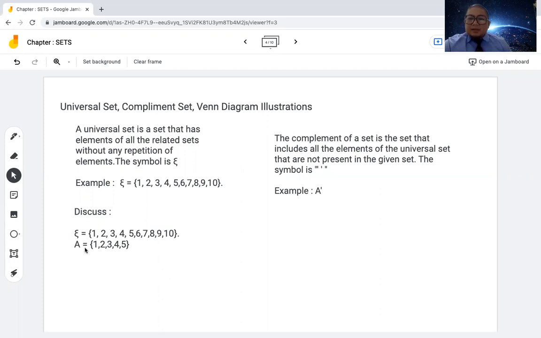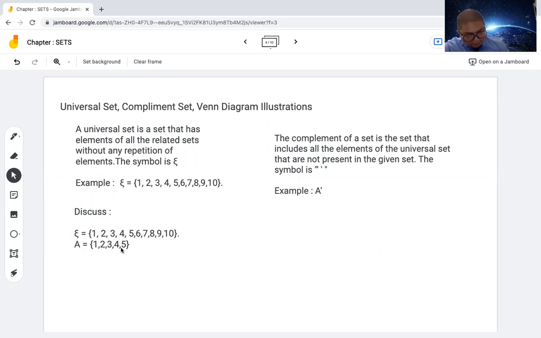The next thing that I would like to discuss is the complement set. When we say a complement set, this is the set that includes all the elements of the universal set that are not present in the given set. So in here, we have to understand that set A is composed of elements 1, 2, 3, 4, and 5.